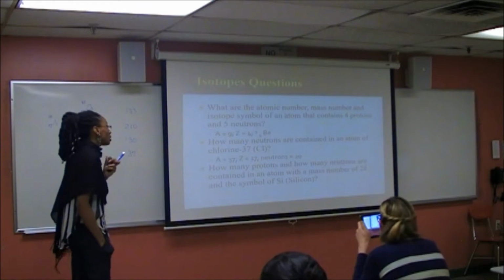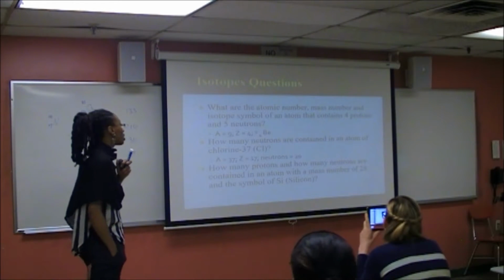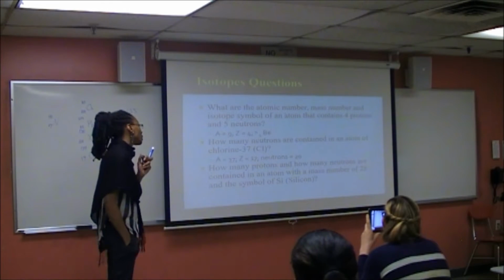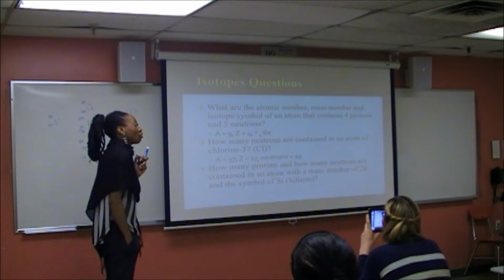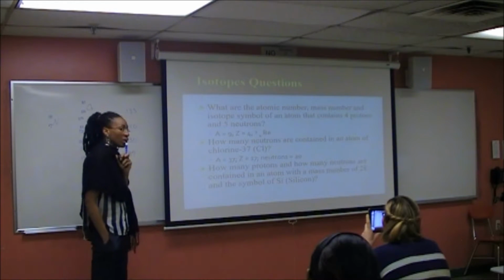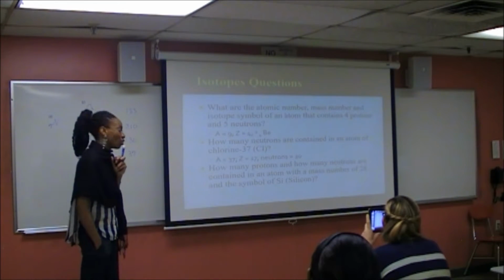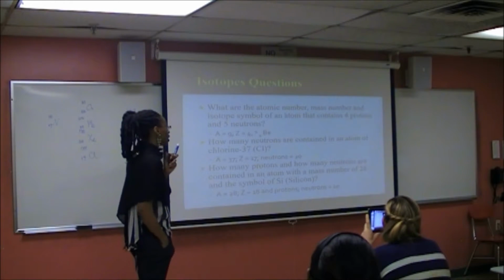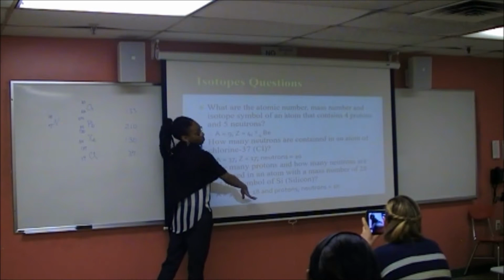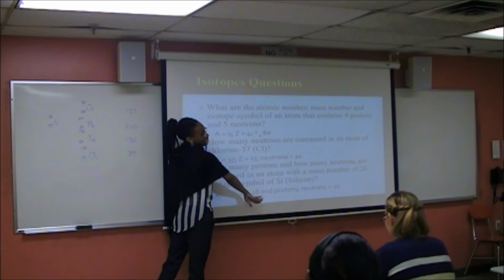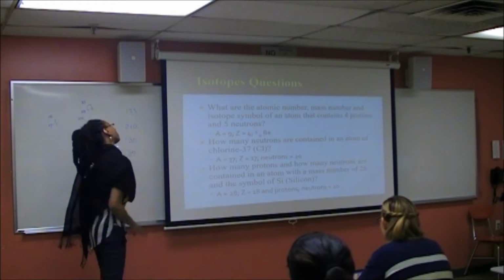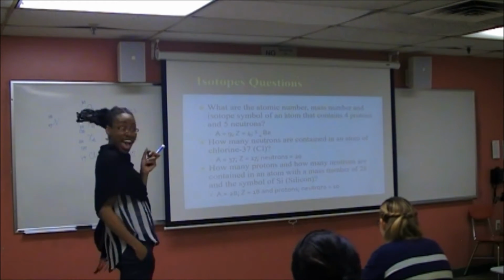How many protons and how many neutrons are contained in an atom with a mass number of 28 and the symbol of Si for silicon? So you have 14 protons and 14 neutrons. See, what had happened was my finger had slipped and hit 18. So you know we're supposed to be 14 right there. Okay? Right. Minus 2.